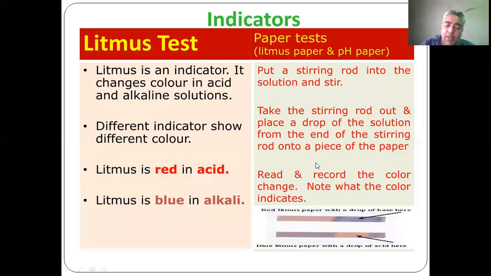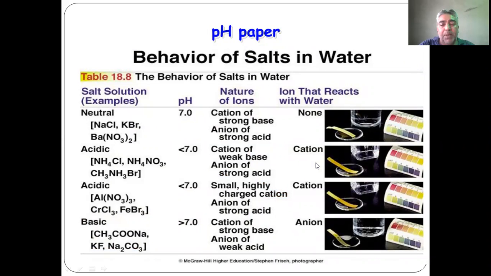What are the indicators? pH paper. pH paper is also used. With pH paper, you can see the behavior of the salt in water. Salt solution: sodium chloride, potassium bromide, barium nitrate. pH is 7.0. Nature of ion: cation of strong base, anion of strong acid. These ions do not react with water.